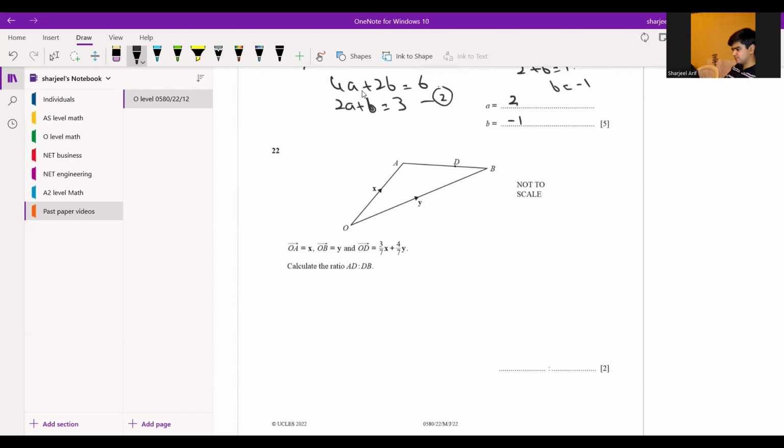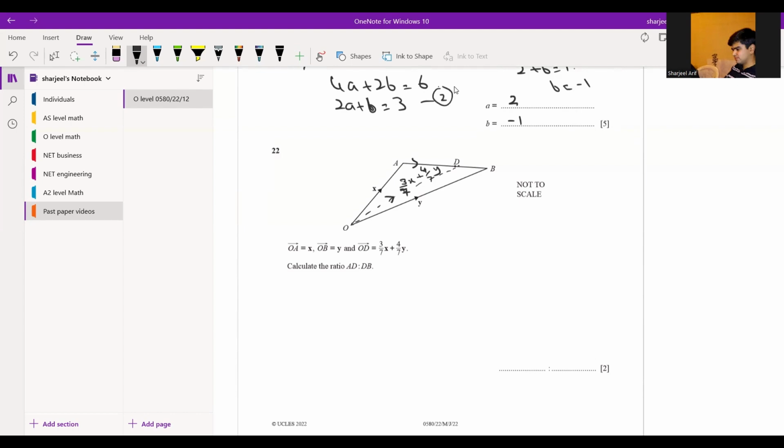Part B is about the ratio. So we have OA equals x, OB equals y. We have OD. OD means we can draw a dotted line here. So that would be 3 by 7 x plus 4 by 7 y. Okay. So we have to find the ratio of AD and DB. So you have to apply the head to tail rule. OD is in this direction.